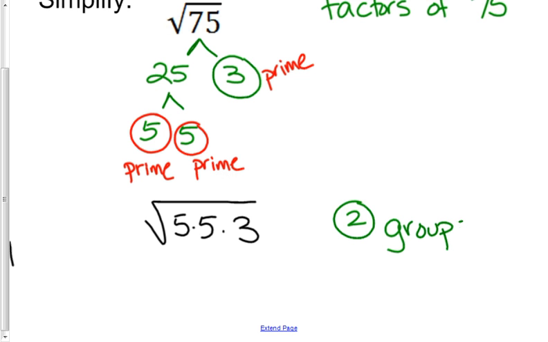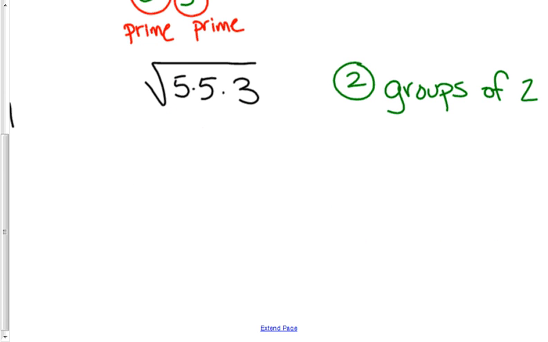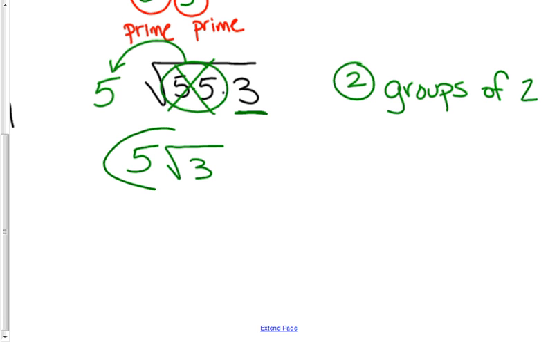Step number 2, we're looking for groups of 2 similar numbers. So we're going to look at what we have. We've got 2 5s. So that's my group. From that group, I can pull 1 outside. That's what a square root does. It takes a group of 2 and it makes it a group of 1. So the group of 5s can come outside. The 3 does not have a pair, so it has to stay inside the square root. So I now have 5 outside the square root, 3 inside the square root. And that's as simple as it's going to get.